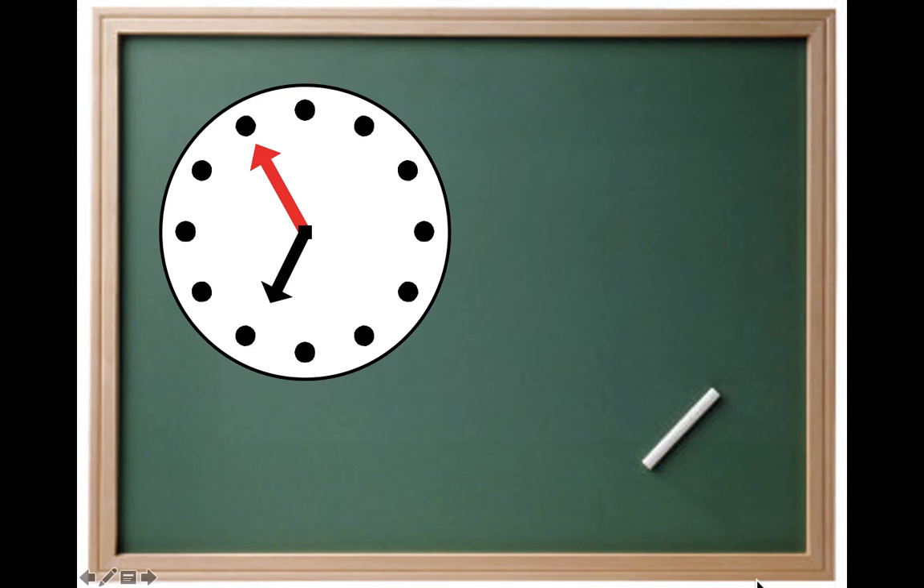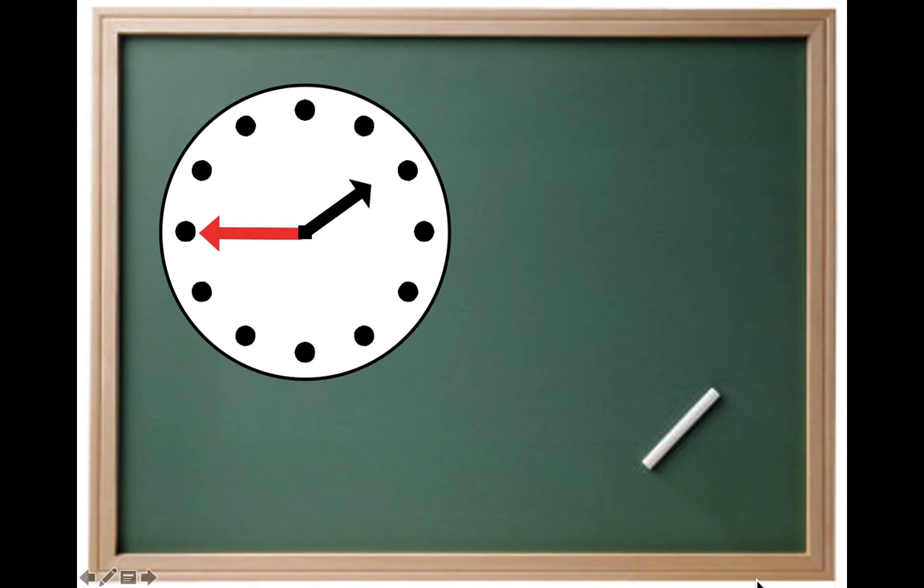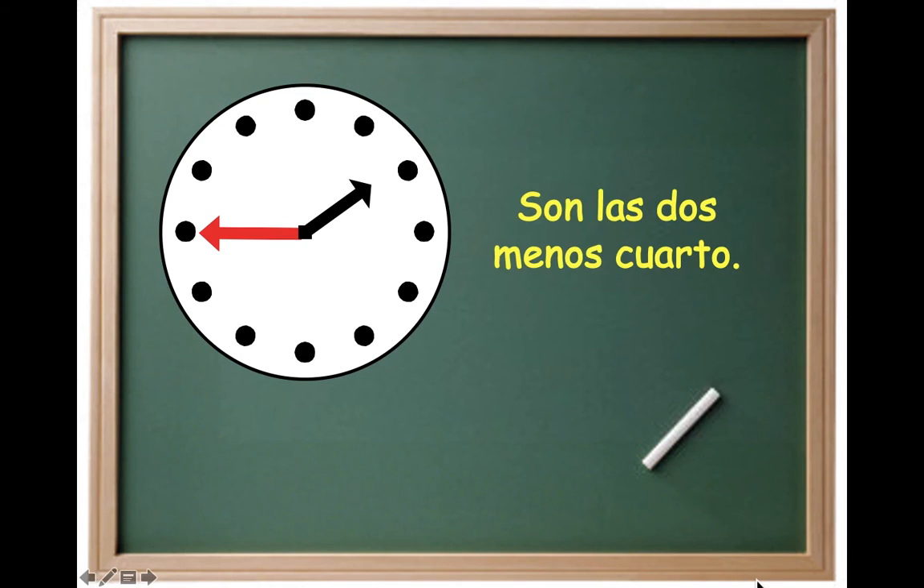So just a little bit shy of the hour, so we have to subtract. Son las 7:05. Or you could also say 6:55. Son las 6:55. ¿Qué hora es? Son las 2:15. O también es la 1:45.